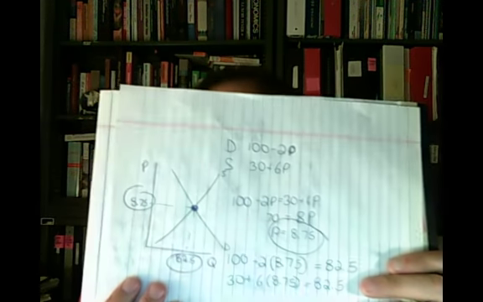Right, let's even make it more apparent here. The quantity demanded equals quantity supplied. So in essence, what we have here is an equation where our equilibrium price is 8.75, our equilibrium quantity is 82.5.